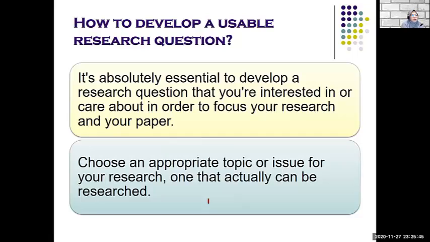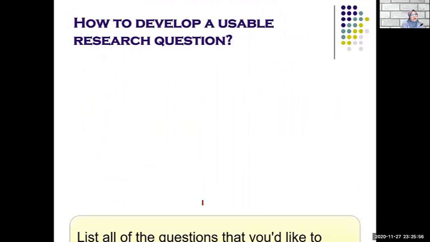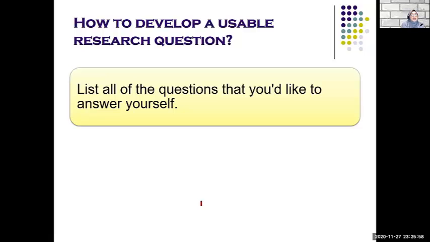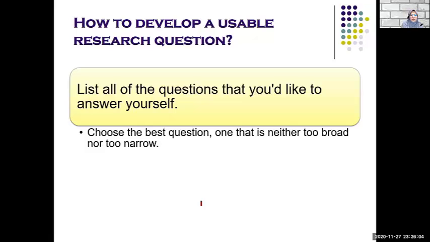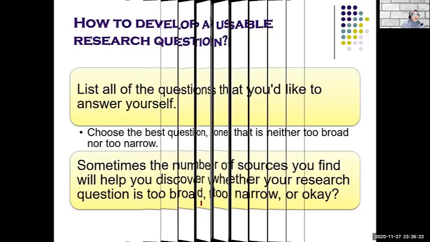So choose an appropriate topic or issue for your research, one that actually can be researched. List all the questions that you would like to answer yourself. Choose the best questions, one that is neither too broad nor too narrow. Sometimes the number of sources you find will help you discover whether your research question is too broad, too narrow, or okay.